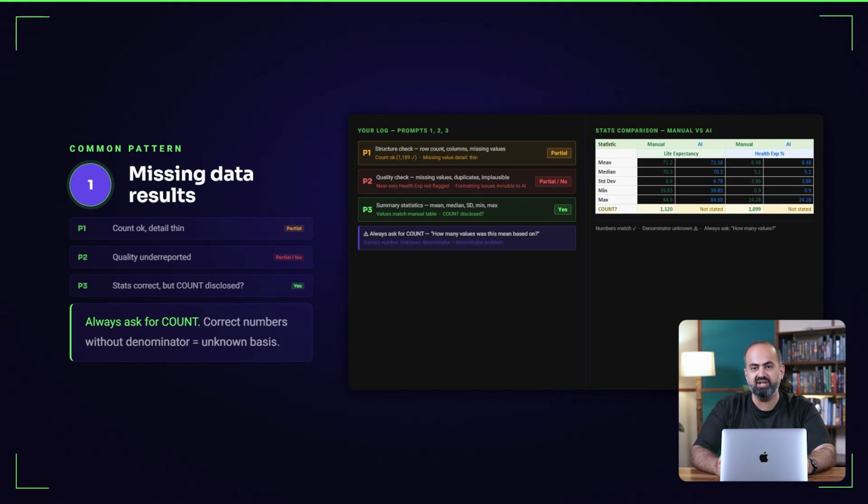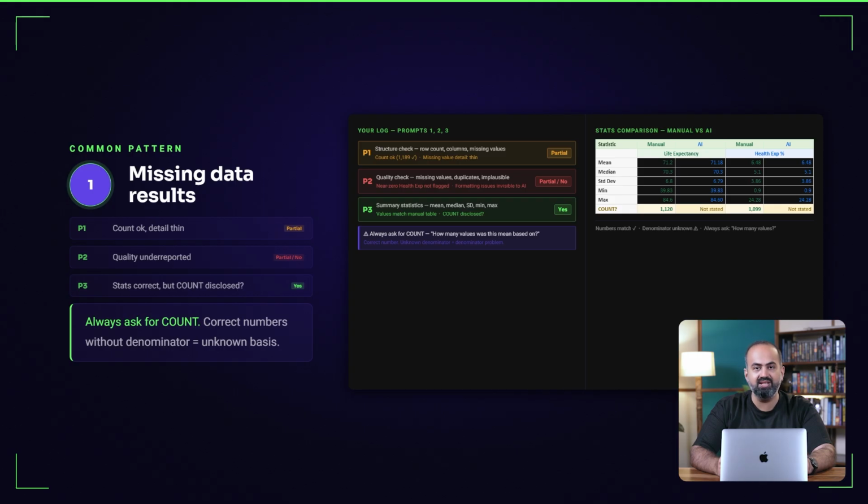If you got partial on prompt 1 and partial or no on prompt 2, that is the most common pattern. The AI could count rows and name columns, but it underreported quality issues, particularly the formatting inconsistencies that are visible in Excel alignment, but invisible to a language model reading a file as a data structure.